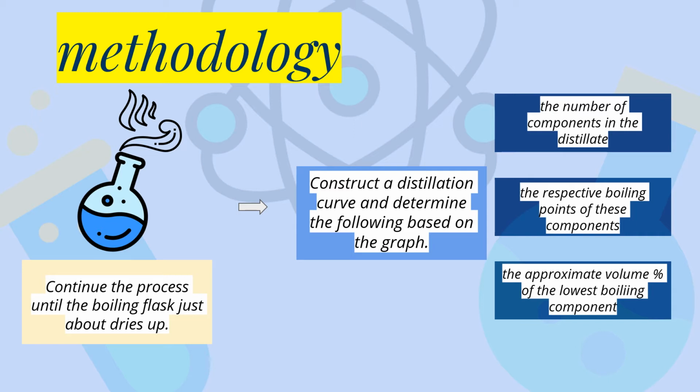A distillation curve was constructed by plotting temperature against the volume of distillate. The number of components in the distillate, their respective boiling points, and the approximate volume percentage of the lowest boiling component were calculated based on the graph. The experiment done can then be used to discuss the obtained results from simple and fractional distillation.